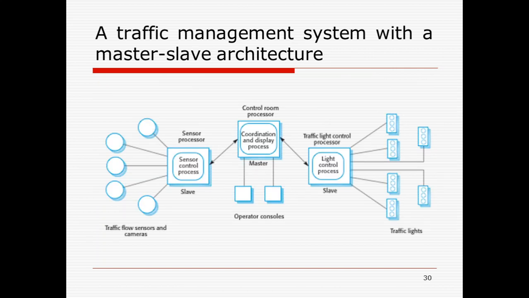Here is an example of a traffic management system as a master-slave architecture, where the master, as you can see in between, controls the slave processes, that is, the light control process and the sensor control process. Both are slave processes: one controls the traffic lights, and the other controls the sensors, which determine how much traffic is available. Accordingly, the lights are controlled. In between, the master process controls and coordinates both slave processes.